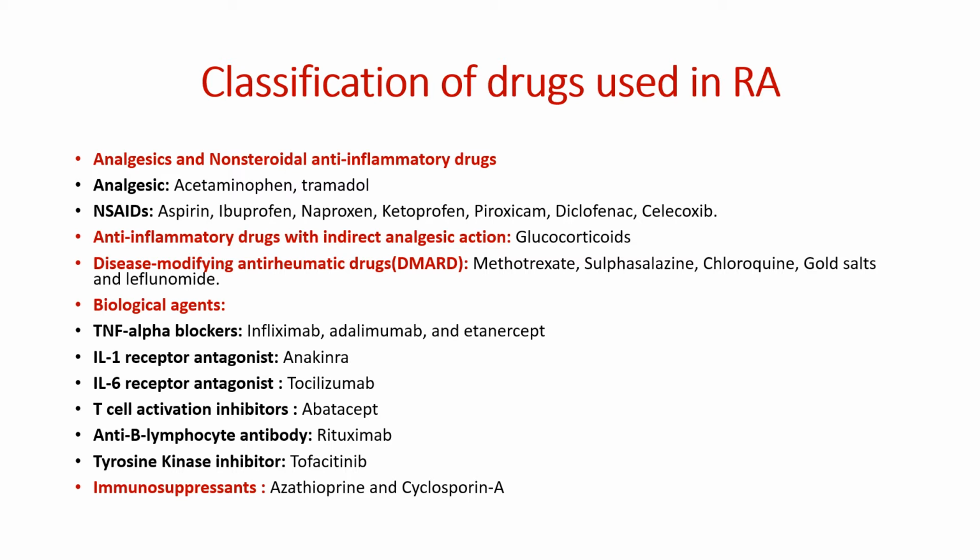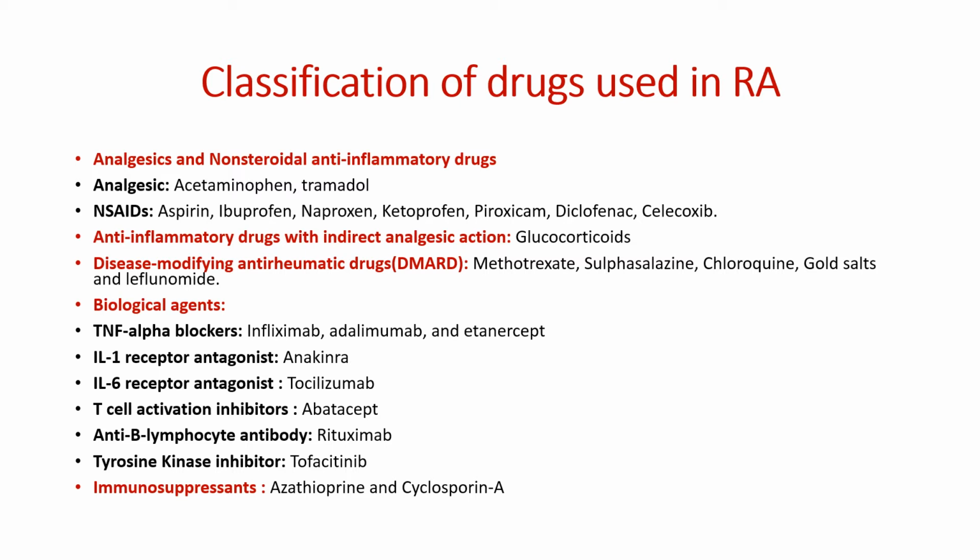Methotrexate typically is the initial choice for moderate to severe rheumatoid arthritis. Hydroxychloroquine or sulfasalazine can be used as the initial choice in very mild rheumatoid arthritis.